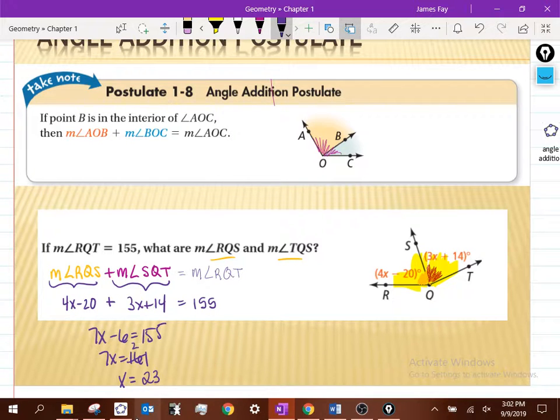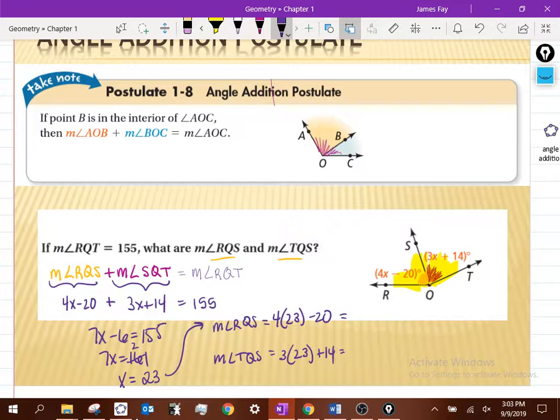Is that what they asked me to find out? I need to find the measure of angle RQS and the measure of angle TQS. So RQS is 4 times 23 minus 20. And TQS is 3 times 23 plus 14.